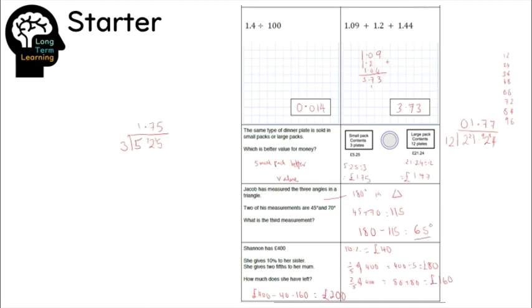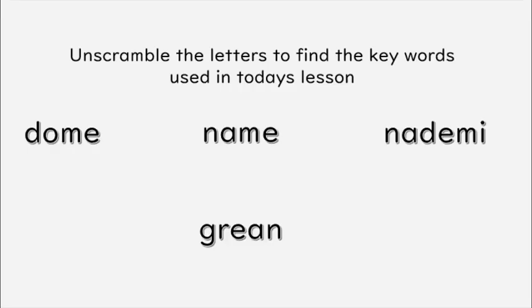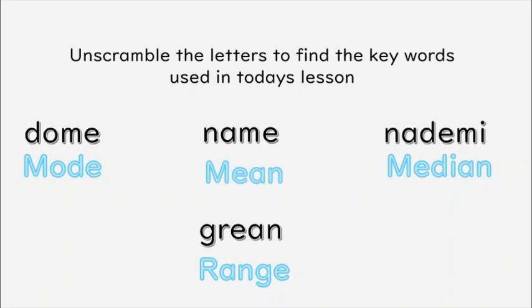Here are the answers to the starter. Pause this again and mark off your answers. So again, let's have a look. There's 4 words there, scrambled up. Can you unscramble them to find the 4 different averages that we'll be looking at today? So pause the video, give yourself a minute. Can you unscramble them all? So you should have got mode, range, median and mean.